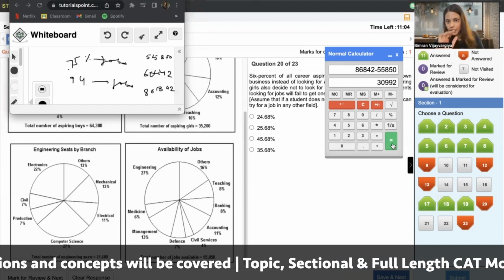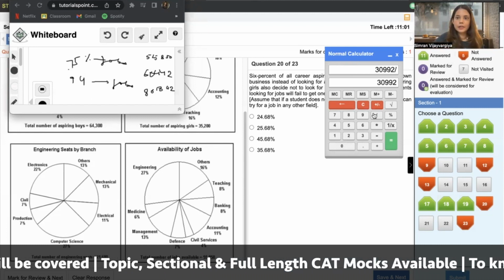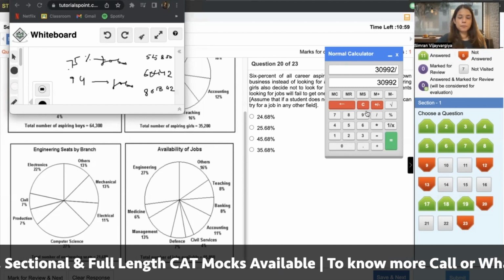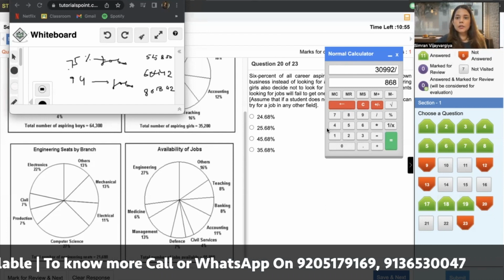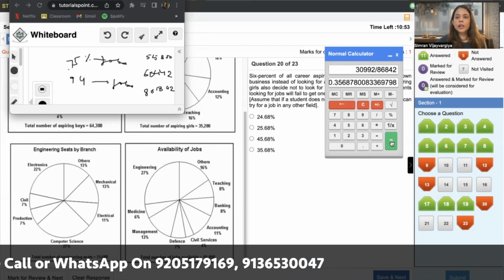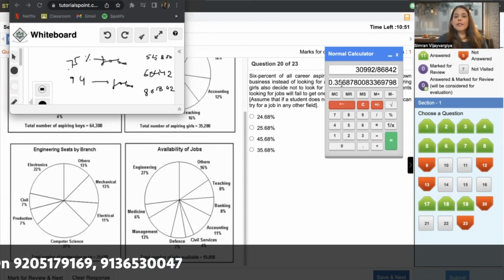So we need to find the percentage of it. So we'll divide it by the total number of students that were looking for a job. That is 86,842. So that comes out to be 35.68. Oh, great. Okay. Let's move on.